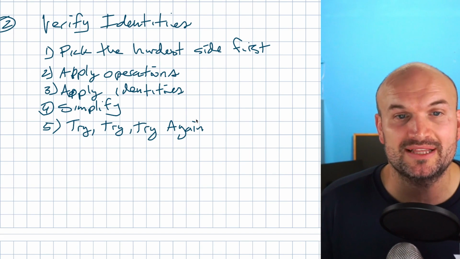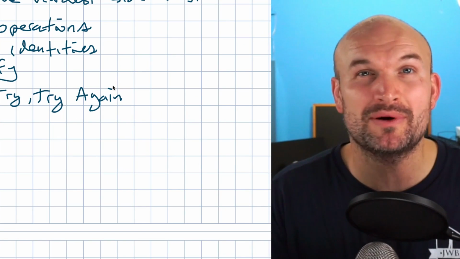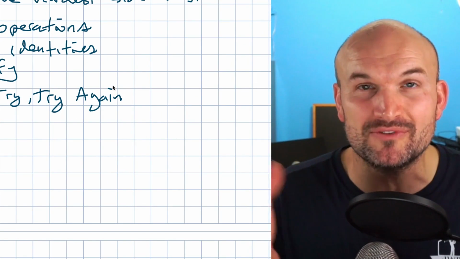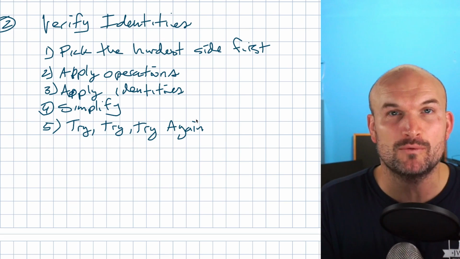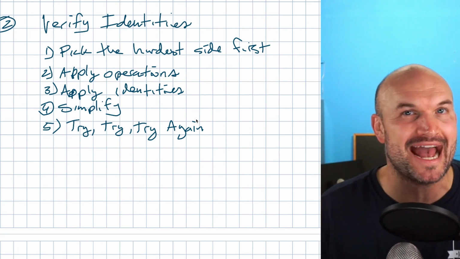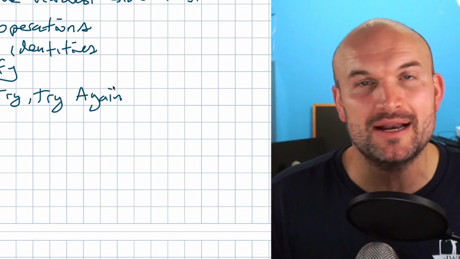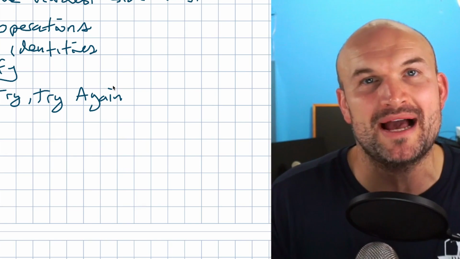When you want to pick the hardest side first, basically you pick the side that looks the most complicated. The reason is that it's a lot easier to simplify by combining fractions rather than taking a single function or number and rewriting it as two fractions added or subtracted. If both sides look complicated, just go ahead and pick a side, and if it doesn't work out, you can always go back and try the other side.